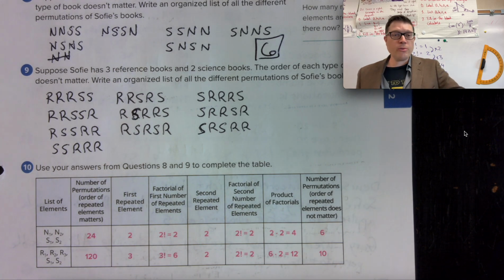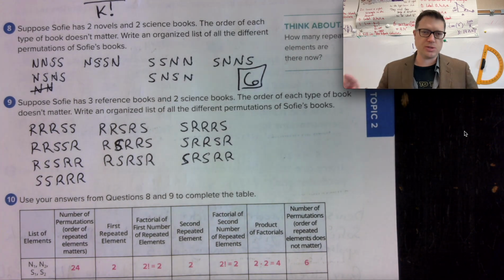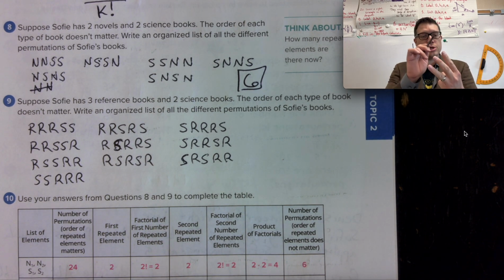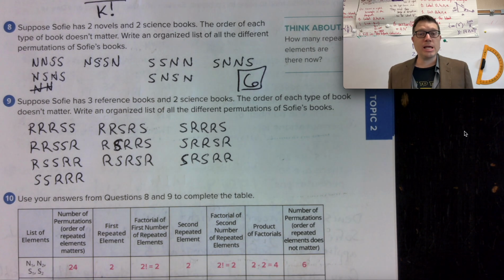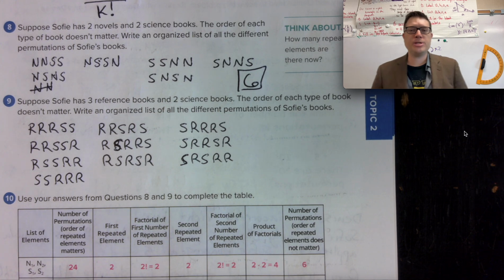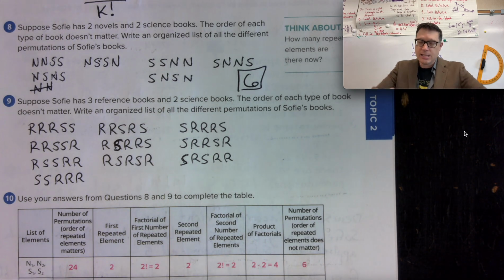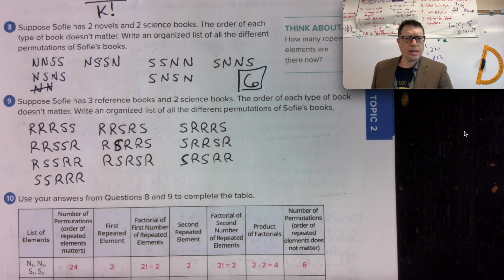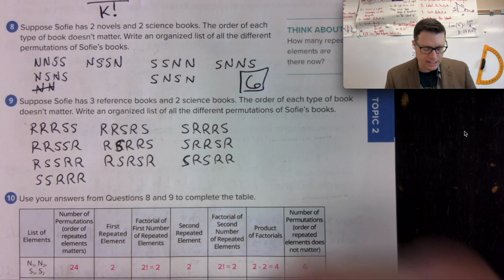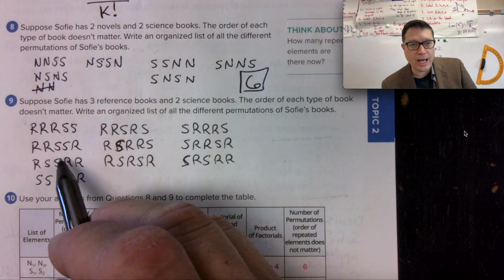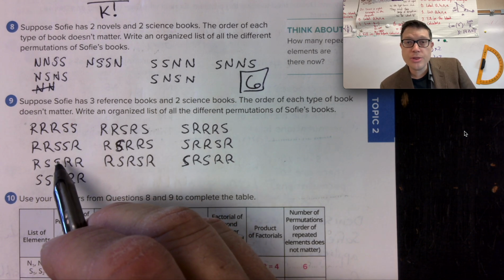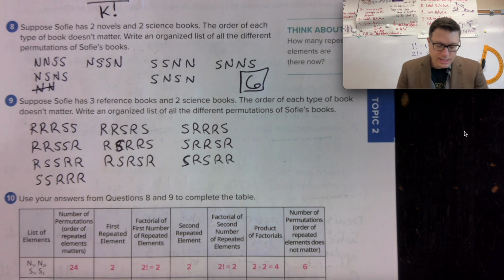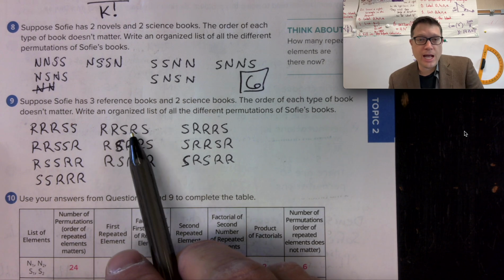Suppose Sophie has 3 reference books and 2 science books. No novels in this question. The order of each type of book doesn't matter. So the 3 reference books, R1, R2, R3, are all R. Same thing with science. Write an organized list of all the different permutations of Sophie's books. This is how I made my list. I started with all of the R's and then all of the S's. Then I took the double S and systematically pushed the science into the order of the reference books until science is leading the charge at the front.